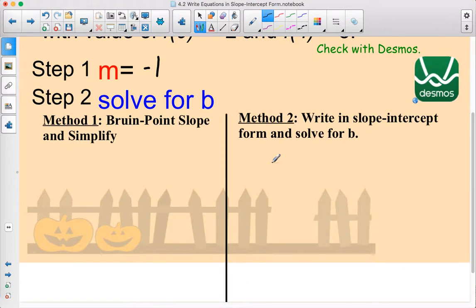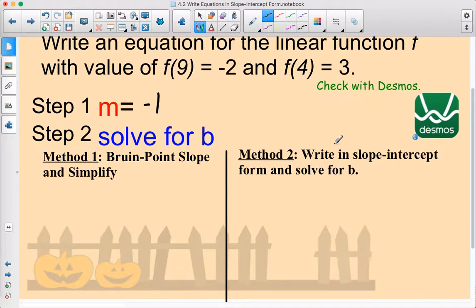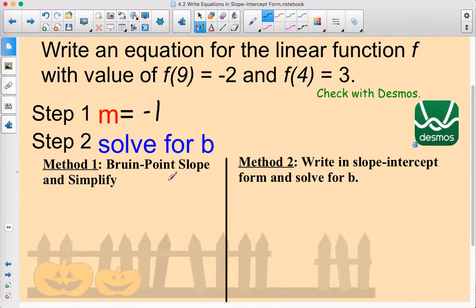And there's 2 ways to solve for b, just like we did. You can do point slope and simplify, or you can write it in slope intercept form and solve for b by plugging in a point. I will do both just to show it because I know we're probably split. So first one, write it in point slope form and simplify.